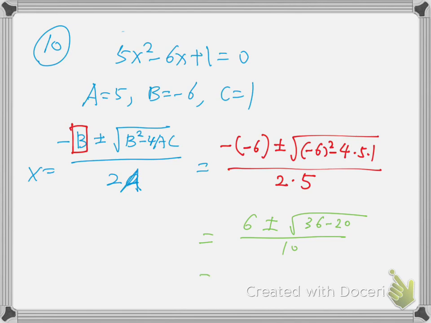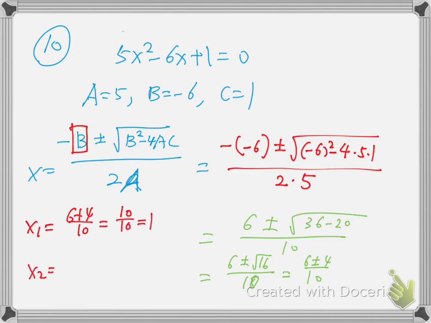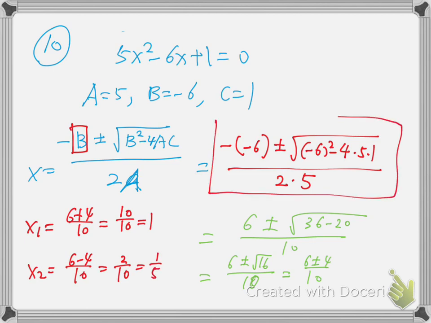Divided by 10. So this will be 6 plus minus radical 16 divided by 10. What's radical 16? 4. So it's 6 plus minus 4 divided by 10, and we got two solutions. X1 is 6 plus 4 over 10, which is 10 over 10, 1. And X2 is 6 minus 4 over 10, so this is 2 over 10. You can leave it, or you can give me the simplified 1 over 5. The bottom line is you show me this formula after the substitution. If you have time, simplify.